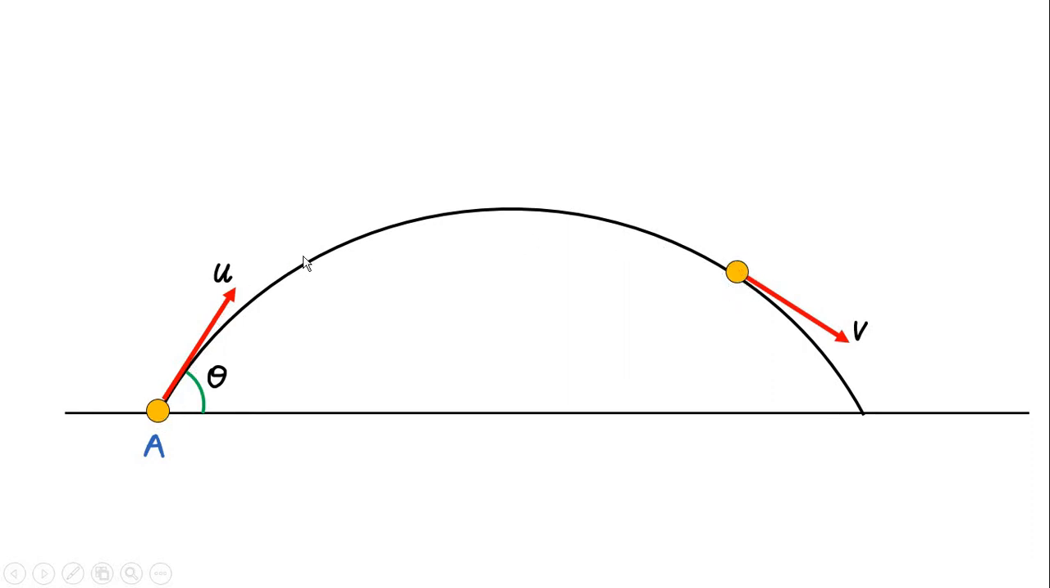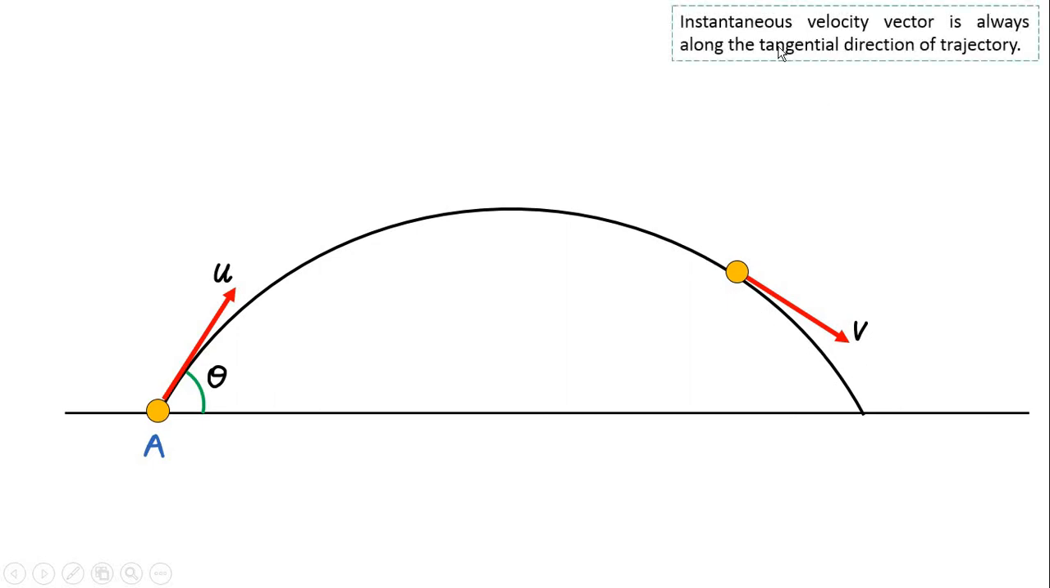Wherever the particle moves along the parabolic path, the velocity vector will always be tangential to the curved path. Here is a very important concept: the instantaneous velocity vector is always along the tangential direction of the trajectory. This is true not only for the parabolic path of projectile motion, but also for straight line motion, circular motion, or any kind of path. As you can see, at the initial point also, the velocity vector is tangent to the path. Here also it is tangent to the path.